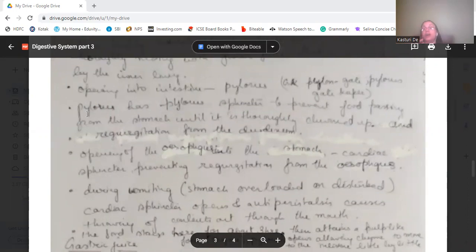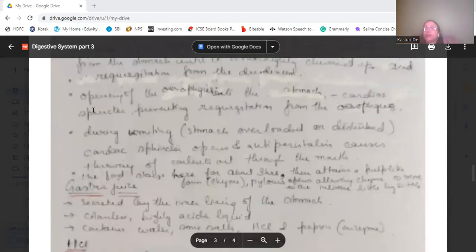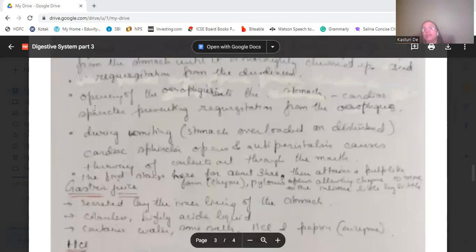And there is also a bundle of circular muscles, which is known as the pyloric sphincter. This prevents the food from flowing into the duodenum till it is thoroughly mixed with HCl. It also does not allow the food from the duodenum to move back into the stomach. Then, when vomiting takes place, or the stomach is overloaded or disturbed, the cardiac sphincter opens and antiperistalsis causes the food to come out through the mouth.